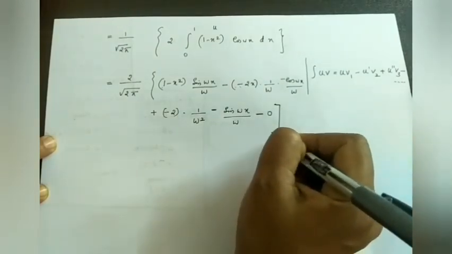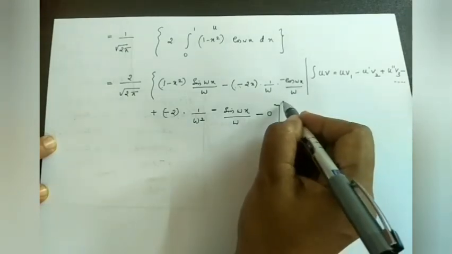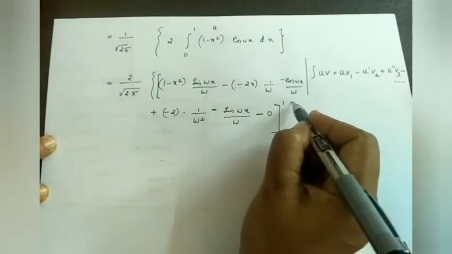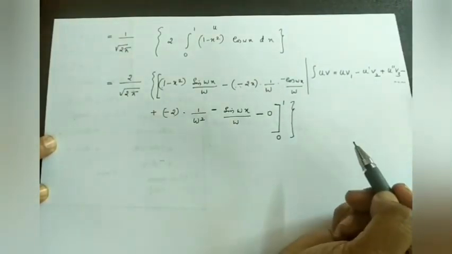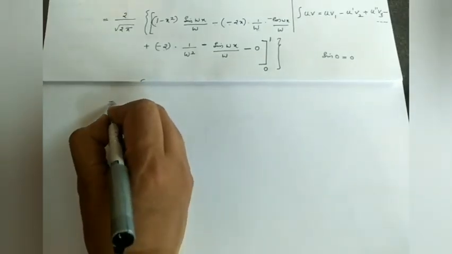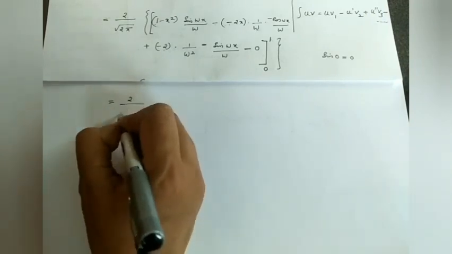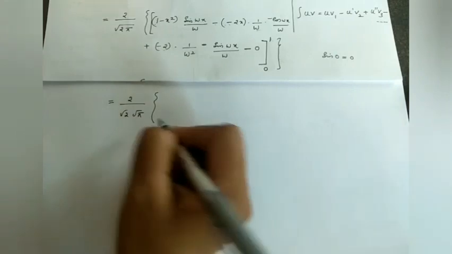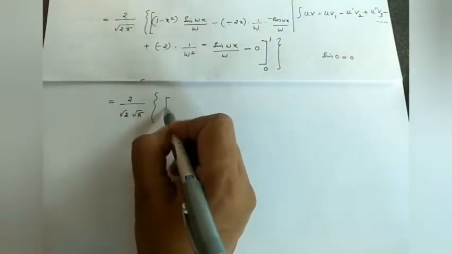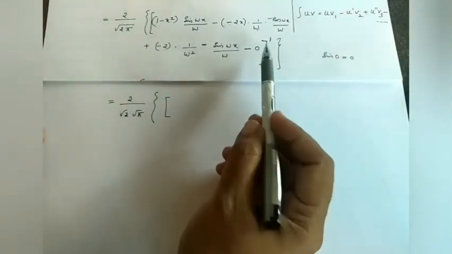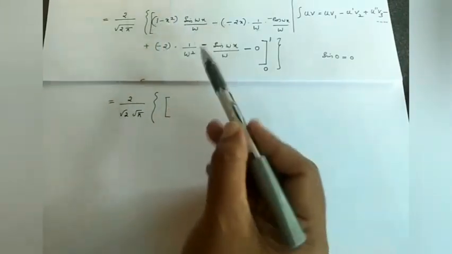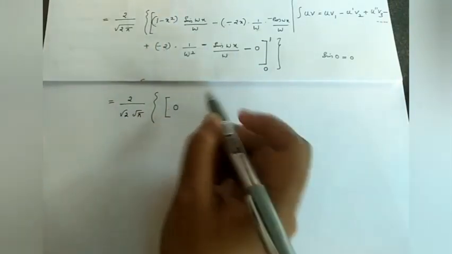Now applying the limits, limit from 0 to 1. Okay, now closing the brackets. This is equal to 2 by root 2 into root pi. Now applying the limits, first the upper limit, that is 1 to 1 minus x square, that is 1 minus 1 is 0. Therefore the first term becomes equal to 0.